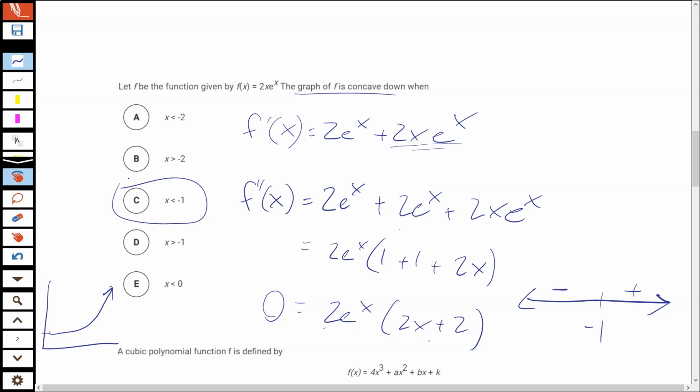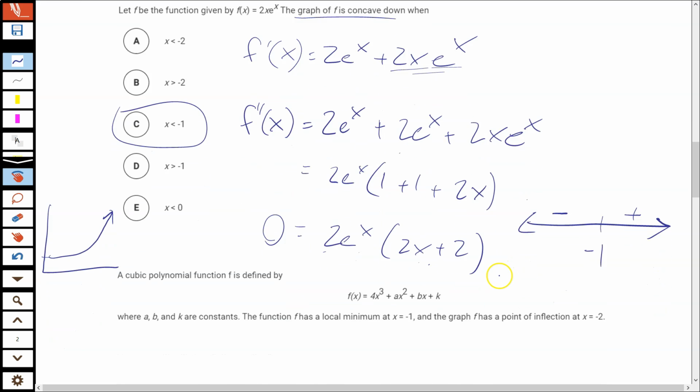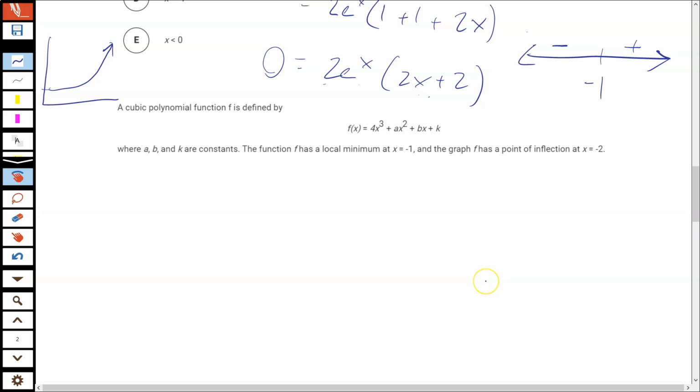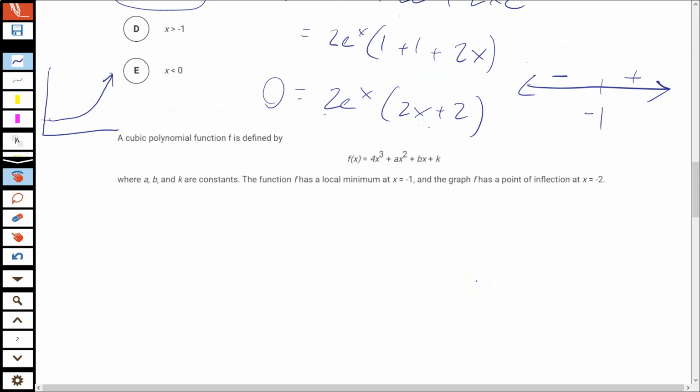So same result, and actually same method as the polynomial ones we did on Delta Math. We're still using that sign chart. We just have to think a little bit harder about what this function looks like. Okay. Next one's cool. I like this one too. So function f has a local minimum at x equals 1, and the graph of f has a point of inflection at x equals -2. And we want to, I forgot to include this, but we want to find a and b.